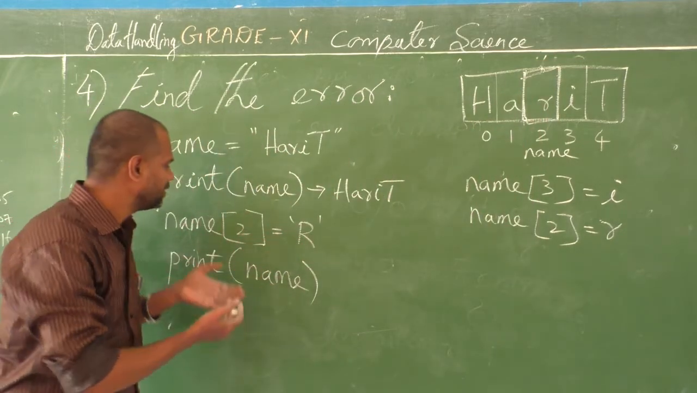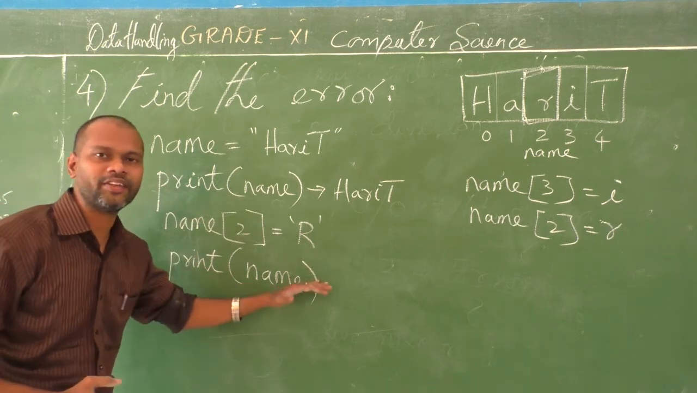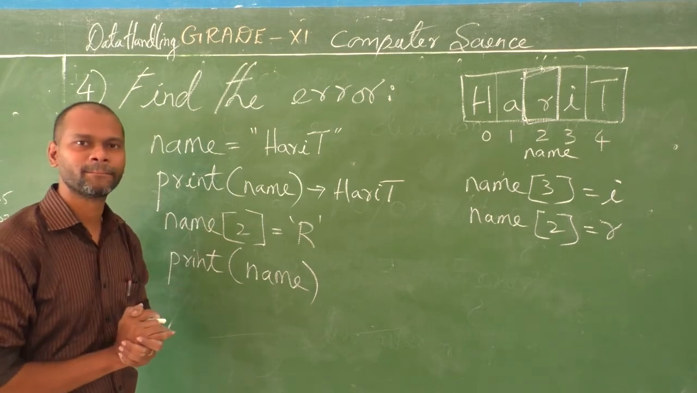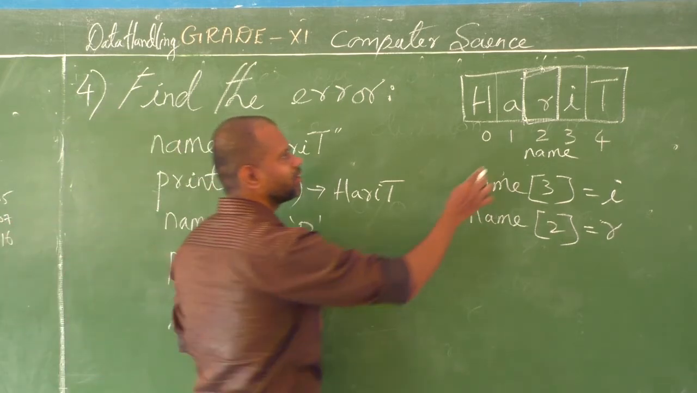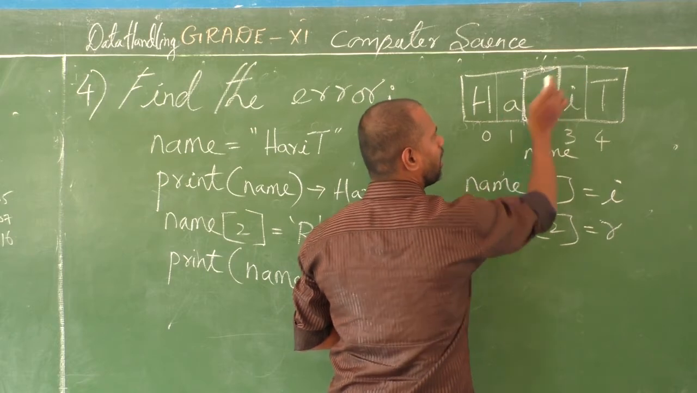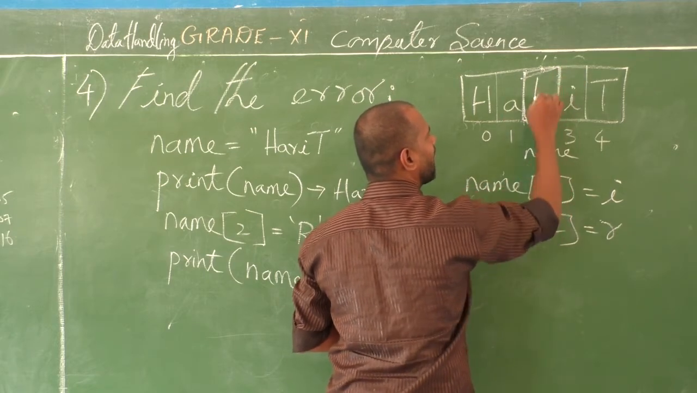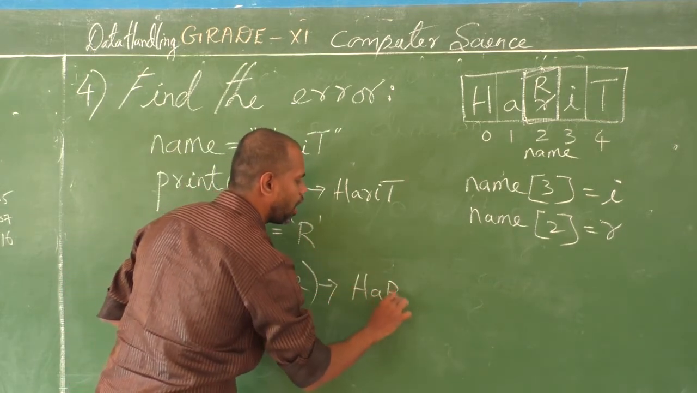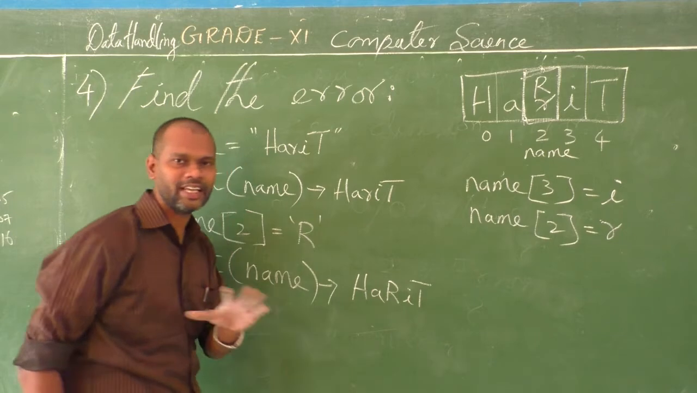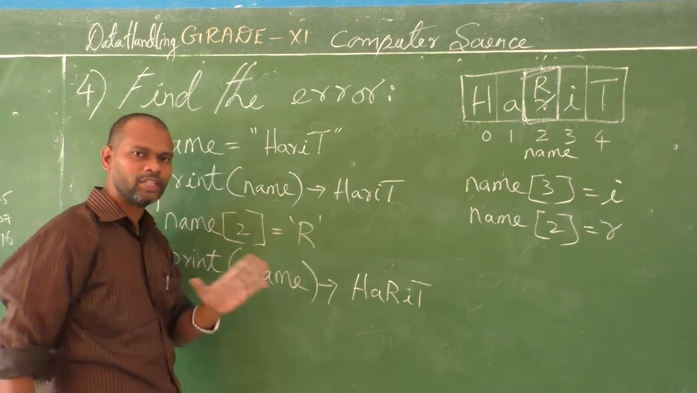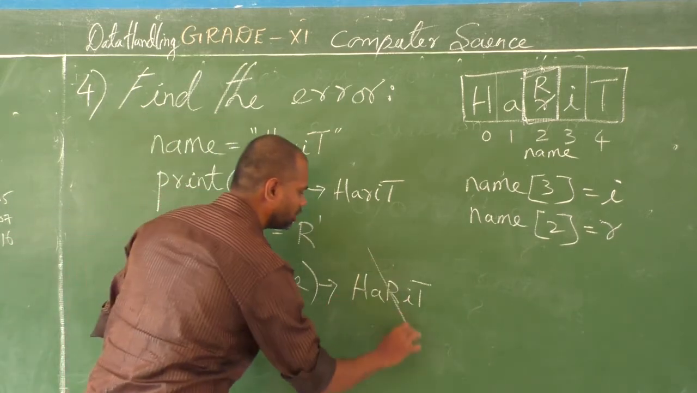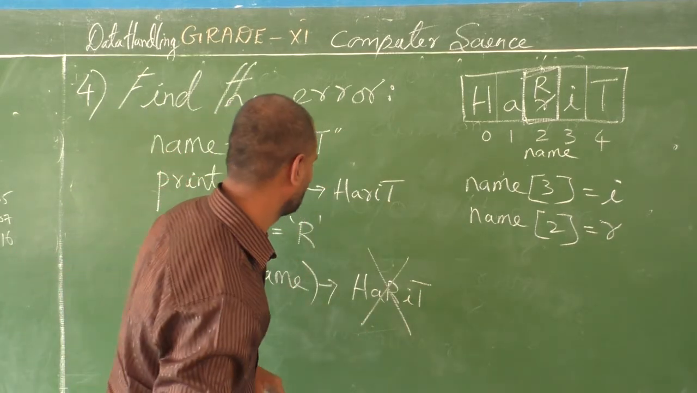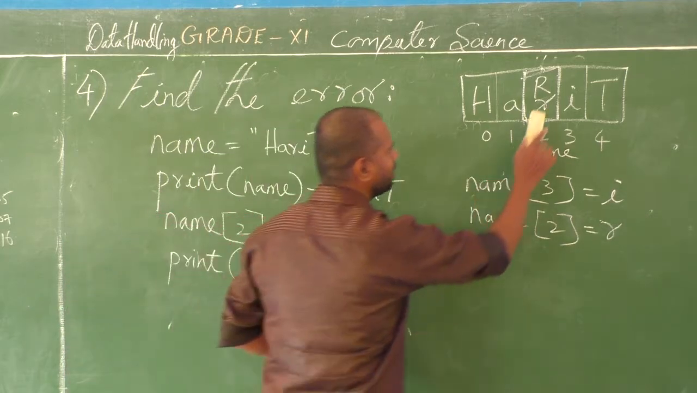What will happen? Then in the next line, print name. What is the output? That is my question. You think and say the answer. Any idea? What do you think now? This small r will be erased and the capital R will come. Then the new output is H-A-R-I capital T. You will think like that. Am I right? You think this is the output? No. This is not the exact output. This is not happening here. Why? I will tell you.